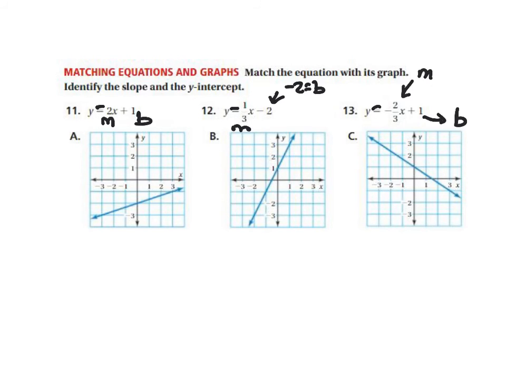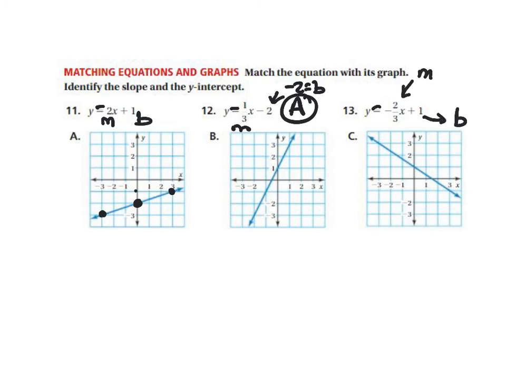So notice that 2 of the 3 have a y-intercept of 1, so that means that this one, number 12, has to be choice A. It has a y-intercept of negative 2. It has a slope, a rise of 1 and a run of 3, and we see that as going up and to the right 1, 3, or down and to the left. So now we know that this one is choice A. Okay, so let's look at the next two.